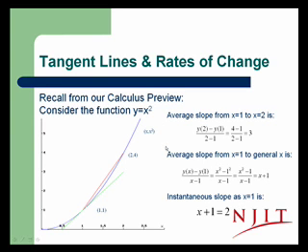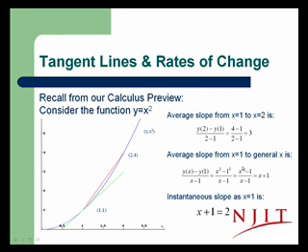In today's episode, we'll discuss tangent lines and rates of change. Let's recall from our calculus preview session that we considered the function y equals x squared, in particular from the point (1, 1) up to (2, 4), as well as from (1, 1) to general locations on the curve (x, x squared). The slope from (1, 1) to (2, 4) is the change in y divided by the change in x. So we get 4 minus 1 divided by 2 minus 1, which is equal to 3.